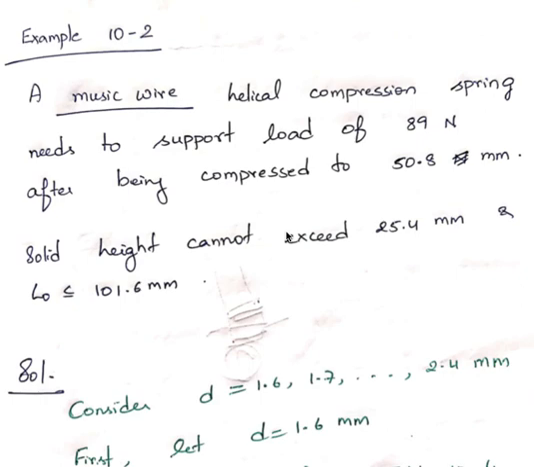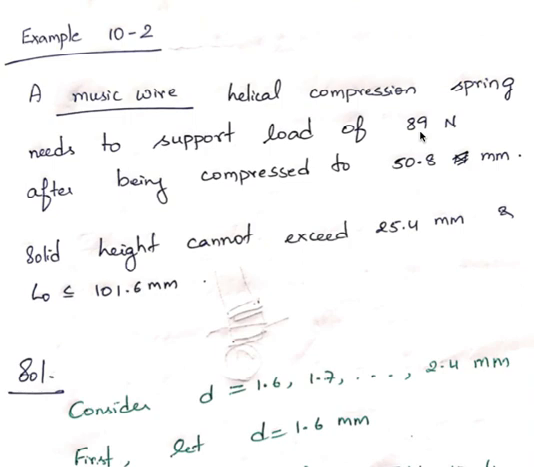Next, we are going to look at a spring design problem for static loading condition. This is example problem 10-2. What we have over here is a music wire, using which we are making a helical compression spring. The spring needs to support a load of 89 newtons.